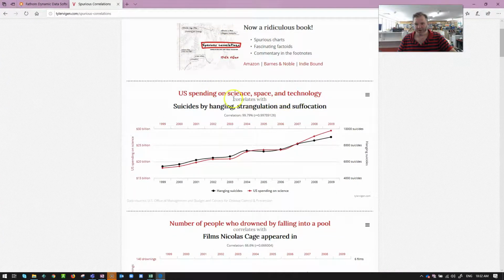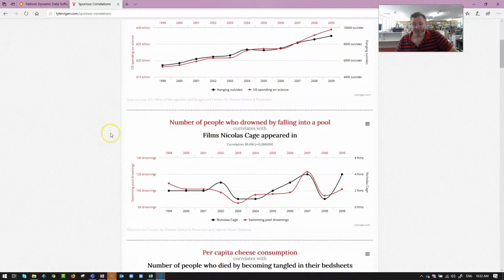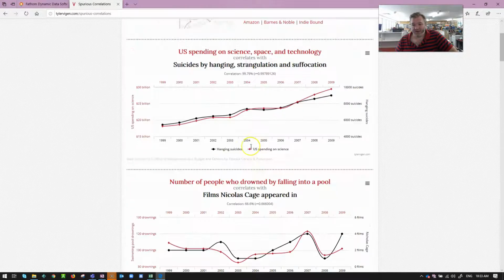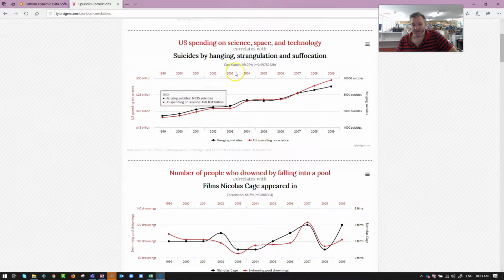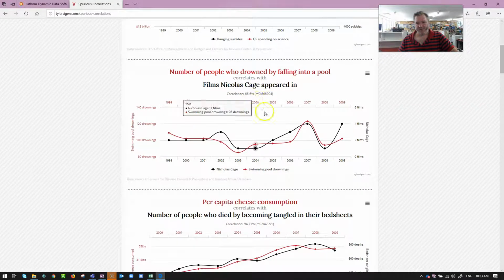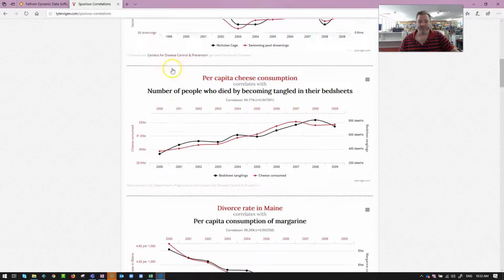There is a strong correlation between US spending on science, space and technology and suicides by hanging, strangulation and suffocation. Now, would we expect that one of these is causing the other one? It's not very likely, is it? Number of people who drowned by falling into a pool and films Nicolas Cage appeared in. A correlation at 66%, not as strong as the 99.8 that we had between spending on science, space and technology and hangings, but still a fairly solid correlation. Are people drowning causing Nick Cage to go and make more movies? Or are his movies causing people to drown by falling into a pool?